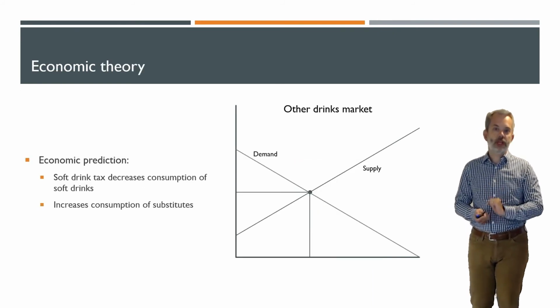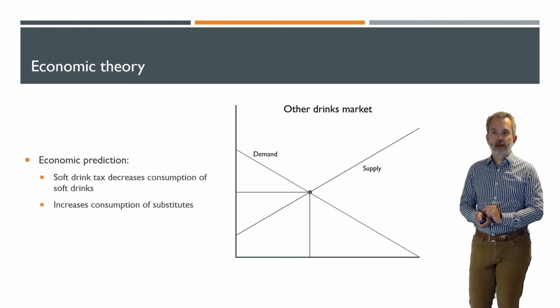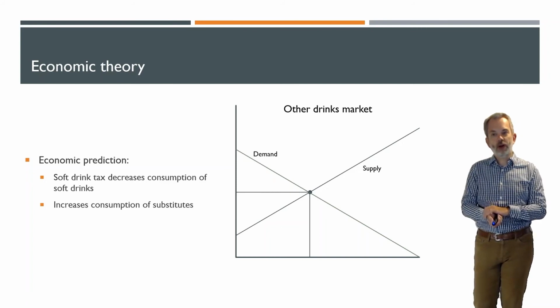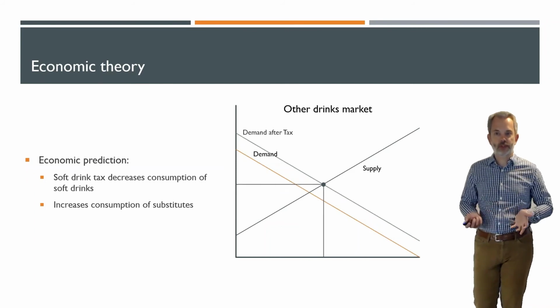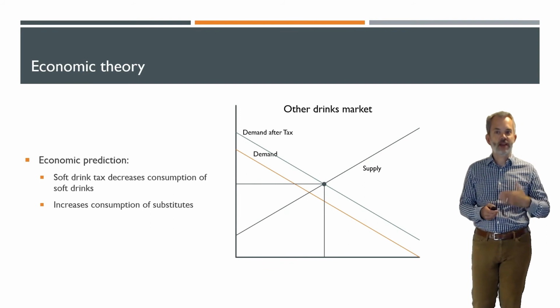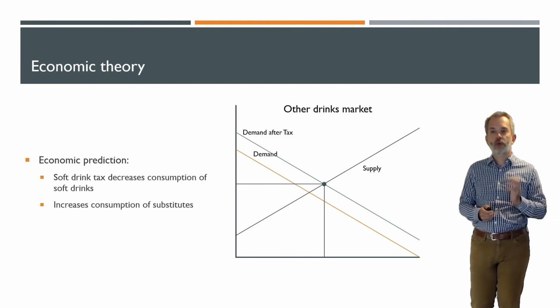But there's another economic prediction, right? So we talked about how soft drink taxes will decrease consumption of soft drinks, but it also increases consumption of substitutes. So as we shift this demand curve to the right, because of the tax imposed on soft drinks, the quantity consumed of other drinks goes up.